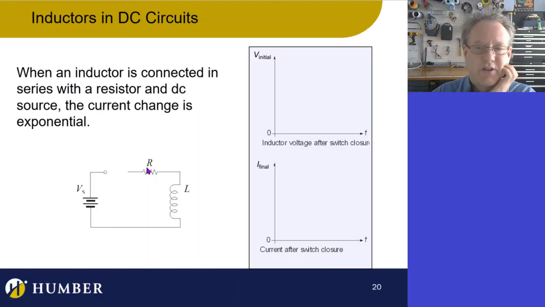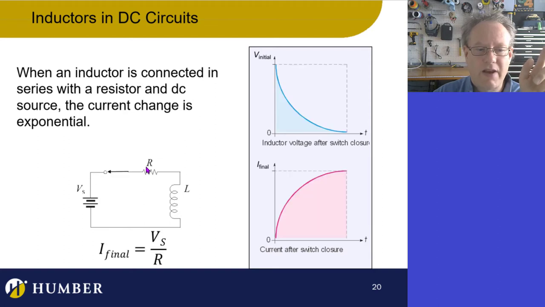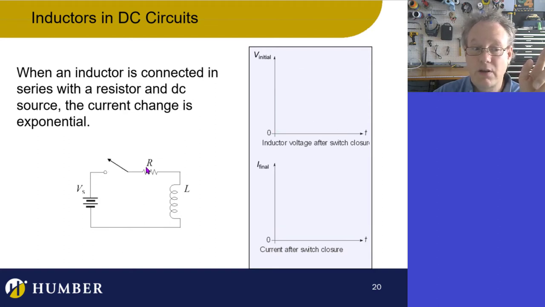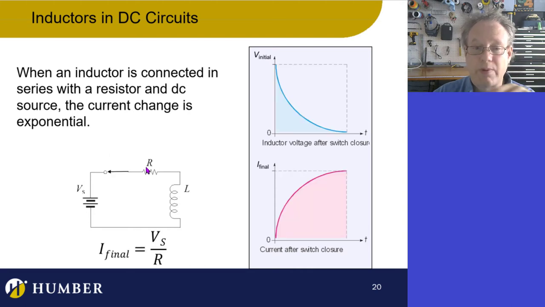I've got a resistor in the circuit. Now what happens when I have a switch? I'm going to close this switch. All right, I'm going to close the switch. What happens? That's essentially what happens. Watch this. Now, these are two charts. This is the voltage and that's the current.